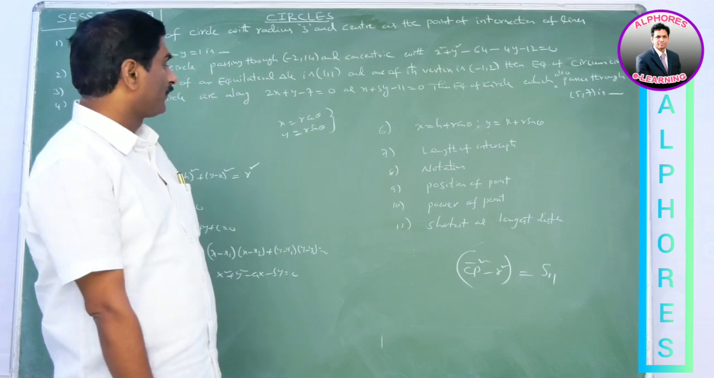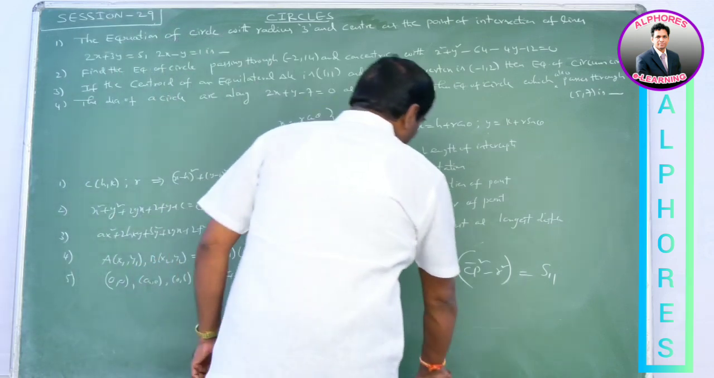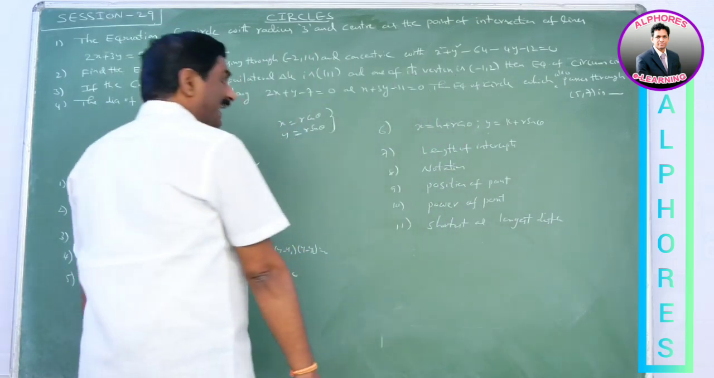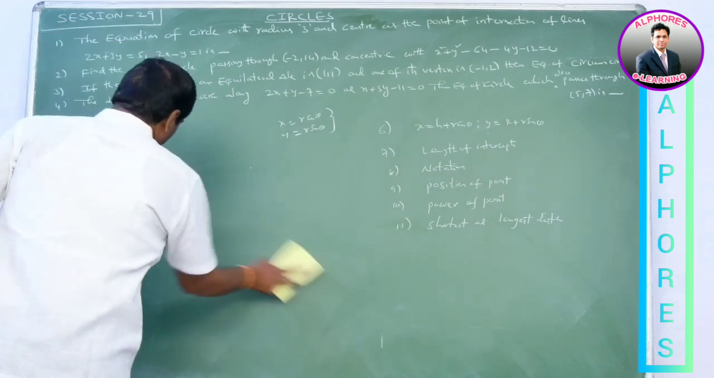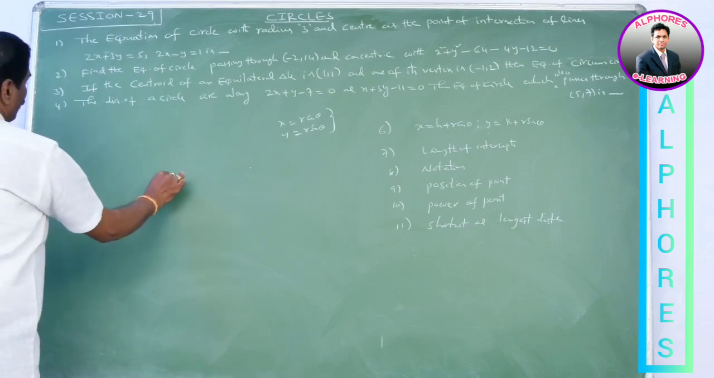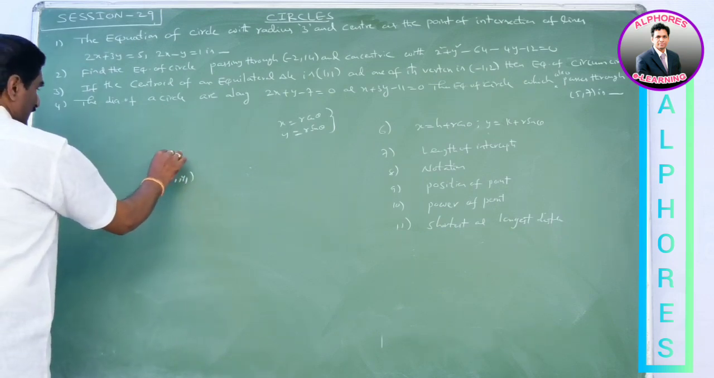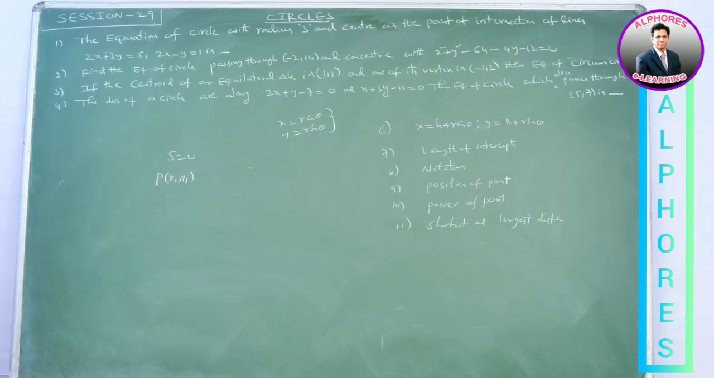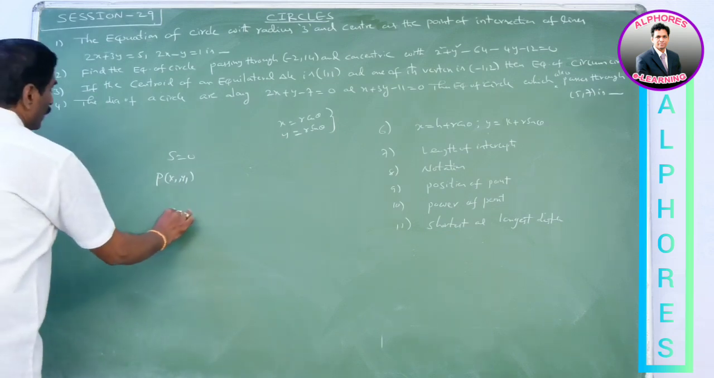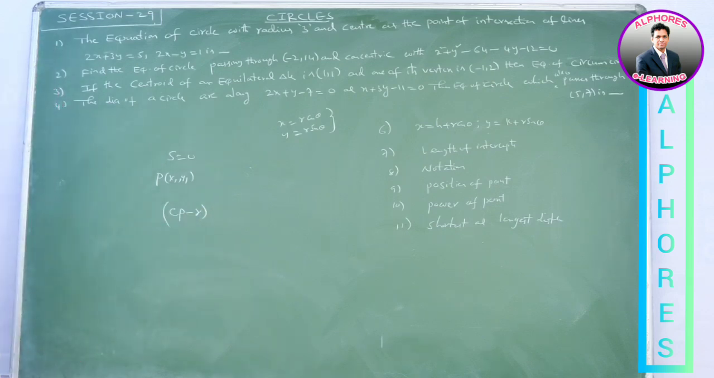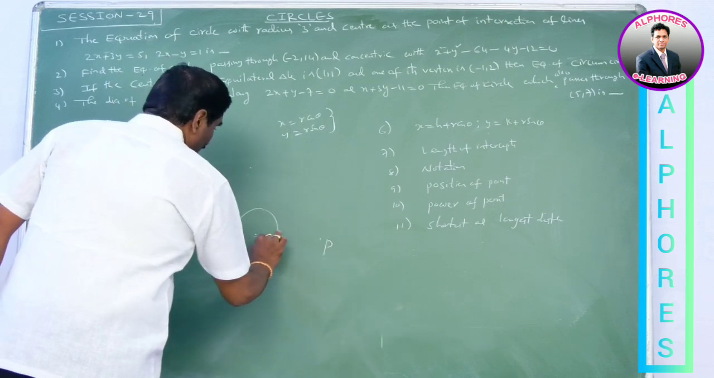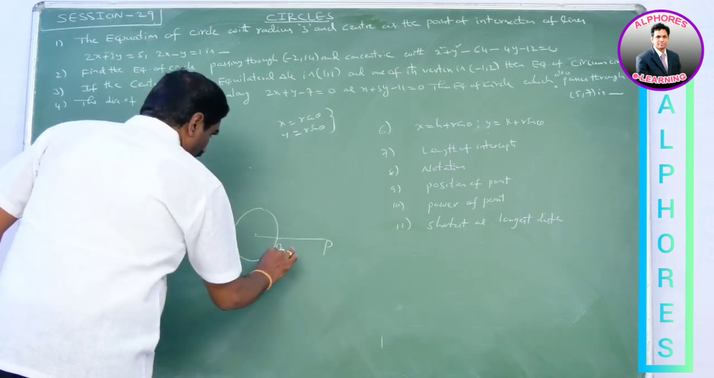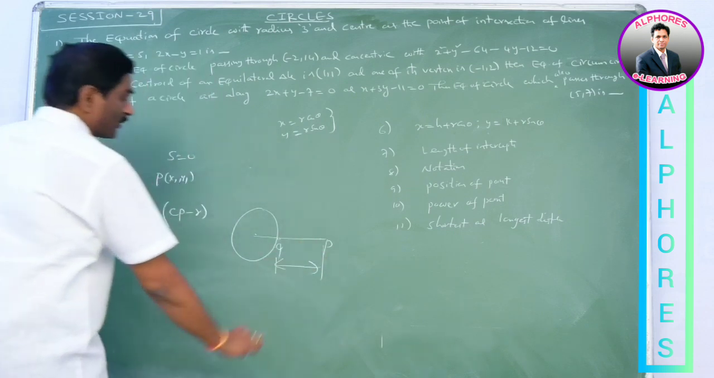Next, shortest and longest distances from the given point to any point on the circle. Let S = 0 be the circle and P(x1, y1) be any point in the plane containing the circle. Then the shortest distance from P to any point on the circle is CP minus R, if the point P lies outside of the circle. This value is equal to CP minus R.